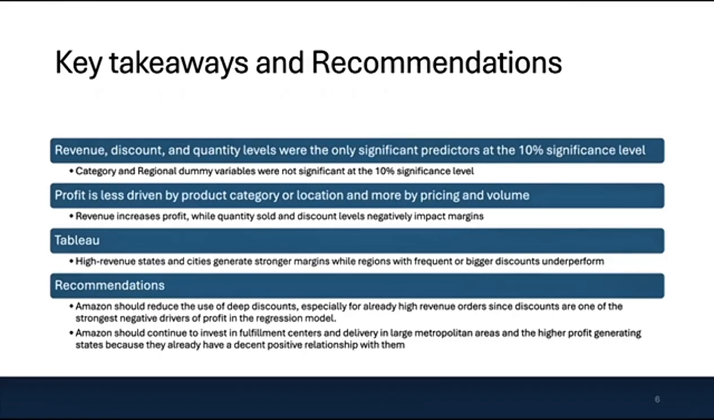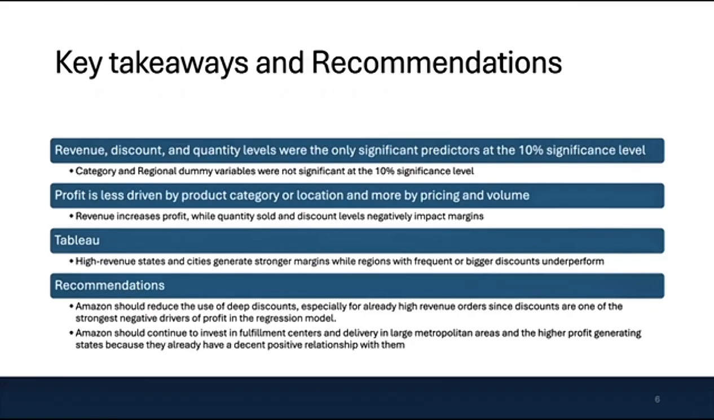Our final regression model used profit as the dependent variable and identifies revenue, quantity, and discount percentage as the most significant drivers of profitability. Revenue has a positive relationship with profit, while both quantity and discount levels negatively impact margins. Category and regional variables were included as controls, but were not statistically significant at the 10% significance level.